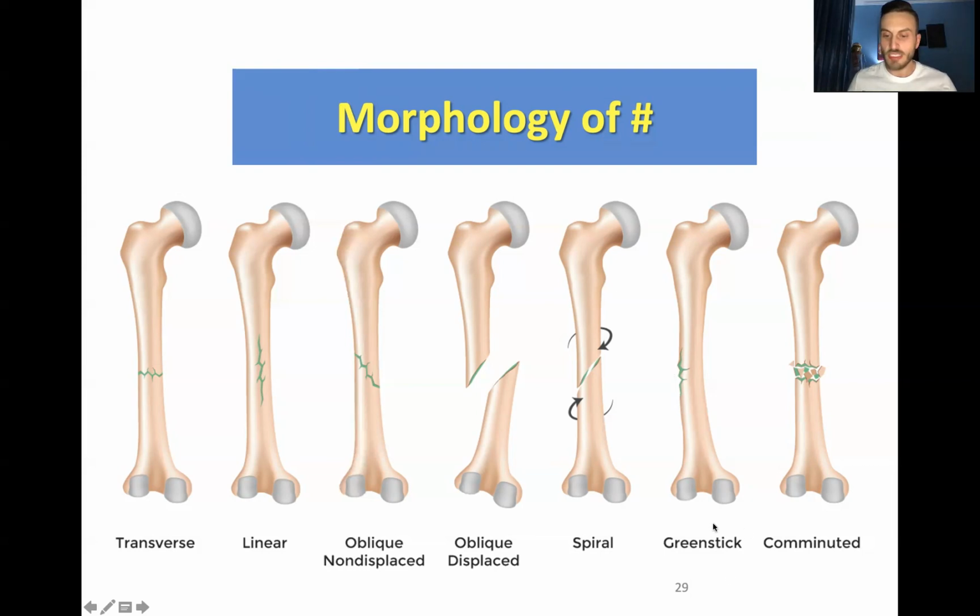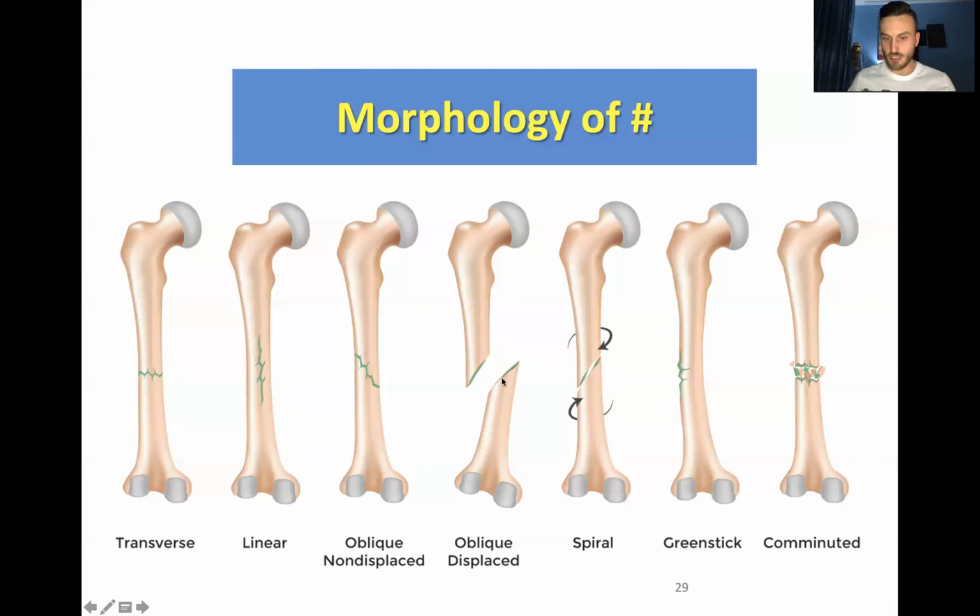We have something called greenstick, which is specifically for pediatric age groups. When they have more elastic bone, the cortex only breaks from one side, usually from the tension side, which is this side. This side has nothing to do with the fracture. And if you have more than two pieces, like in this picture, it will be named a comminuted fracture, okay? So transverse, oblique, spiral, greenstick, and comminuted.